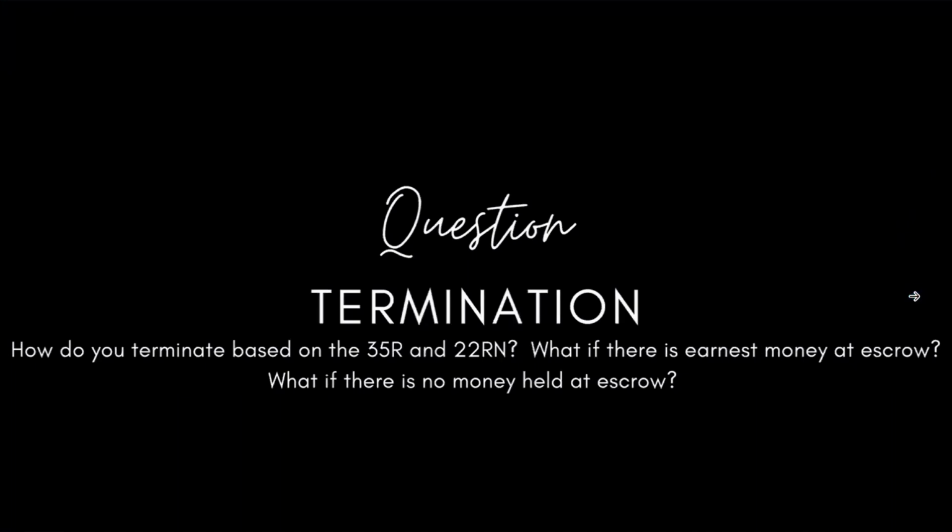Okay, termination. How do you terminate based on 35R or 22RN? What if there's earnest money at escrow, or maybe there's no earnest money at escrow?